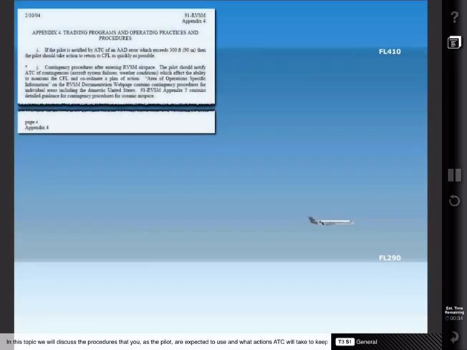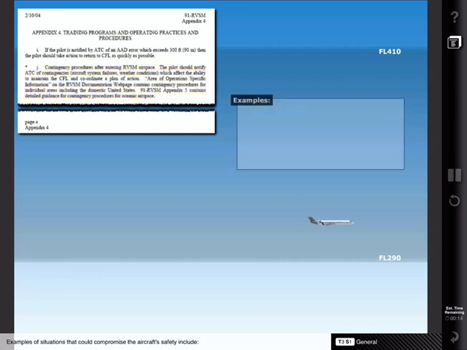In this topic, we will discuss the procedures that you, as the pilot, are expected to use and what actions ATC will take to keep you separated from other traffic. In the event that the flight can no longer operate safely within RVSM airspace, the flight crew must understand and comply with the contingency procedures. Examples of situations that could compromise the aircraft's safety include encounters with mountain wave or severe turbulence, wake turbulence, and equipment failures.